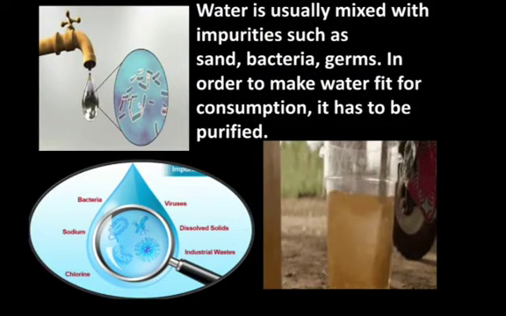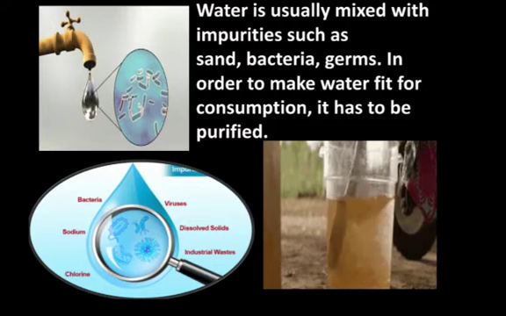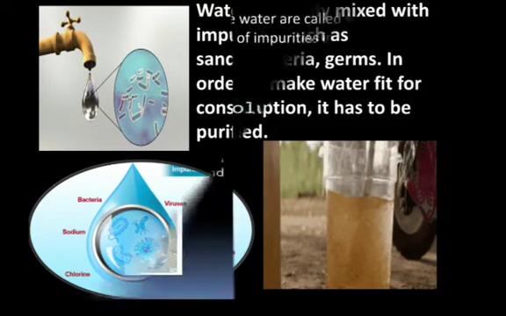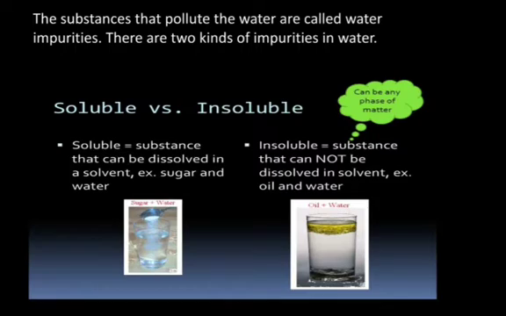Water is usually mixed with impurities such as sand, mud, and germs, bacteria. In order to make water fit for consumption, it has to be purified. The substances that pollute the water are called water impurities. There are two kinds of impurities in water, soluble and insoluble.